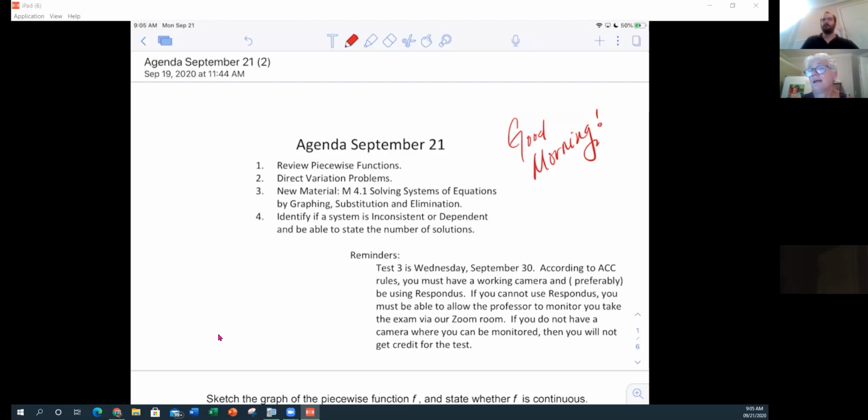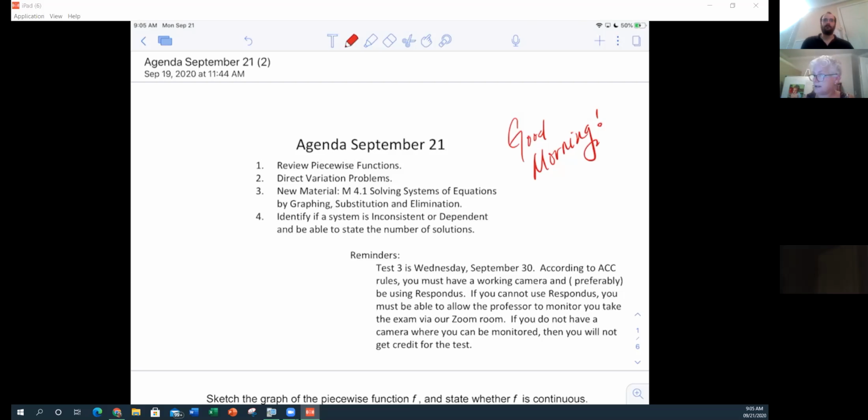So if ACC has tablets or iPads that they are checking out to people, and you don't have a working camera, you need to get one. That's part of the agreement to being in this course. And there should be no reason you don't have a working camera.